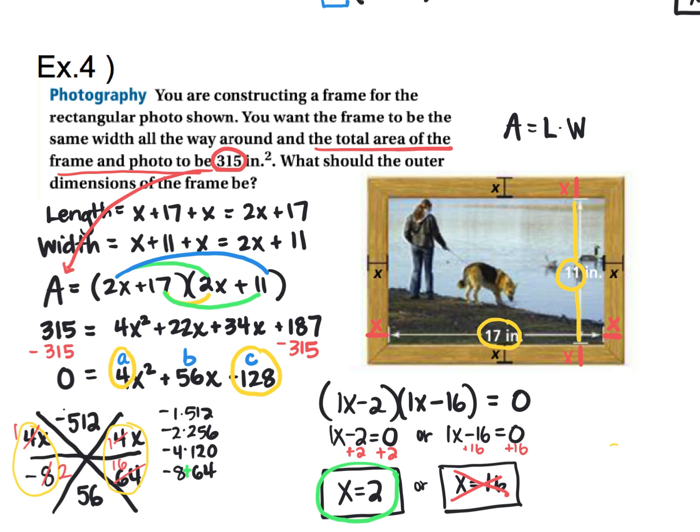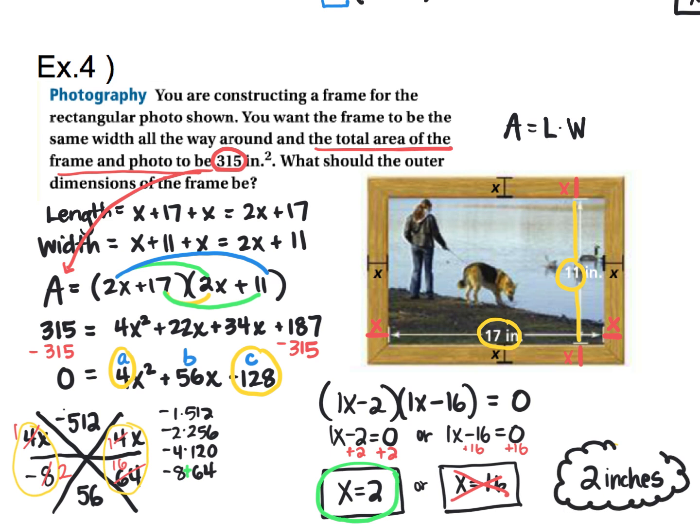So our answer is 2, and then you have to put a unit on it because it's a word problem. What is it, 2 frames? Is it 2 what? Because x stands for the wooden edge around the outside, it's 2 inches. And that is our final answer for this one.